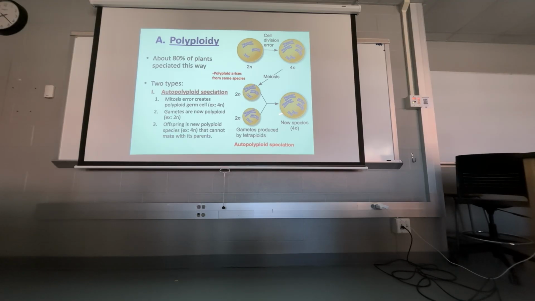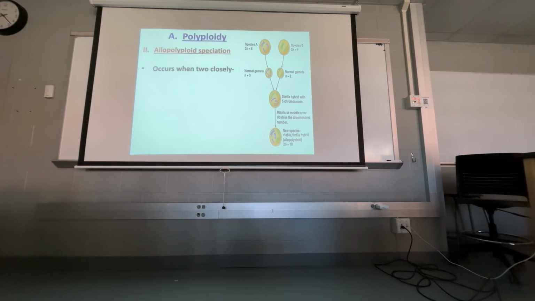So the reason this happens is because of either mitotic or meiotic error, and in autoploidy, it typically occurs with a single species giving rise to 2 new species. So within 1 or 2 generations, you now have a completely different plant that is breeding amongst itself and is completely reproductively isolated from the original parent population. That's autoploidy.